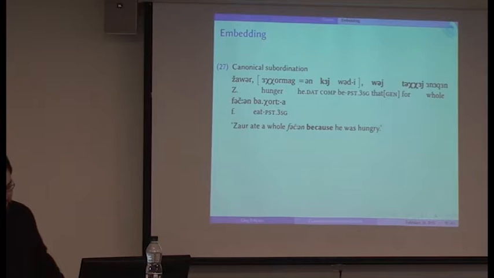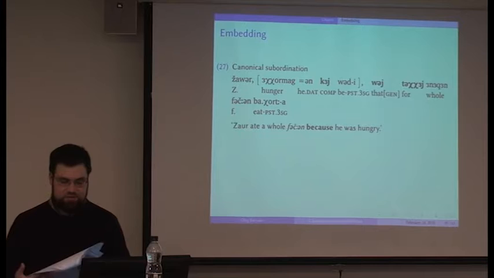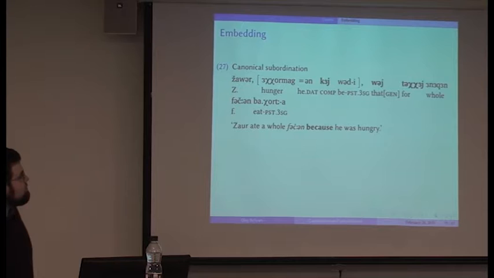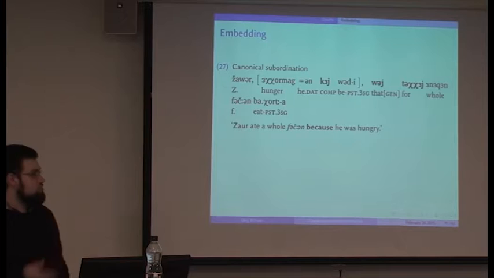And now let's take a look at the properties of these constructions and try to determine whether they are coordinating or subordinating. The first test that I will look at is embedding. So embedding for canonical subordination and coordination gives the expected results. Canonically subordinate clauses can be embedded if the subordinate clause precedes the correlate, like in 27: Zaur, that he was hungry, because of that, ate a whole fat chin. So here the subordinate clause is inside the main clause.